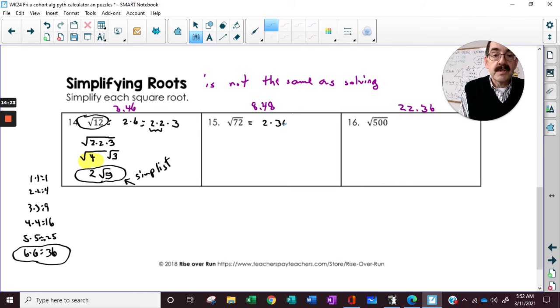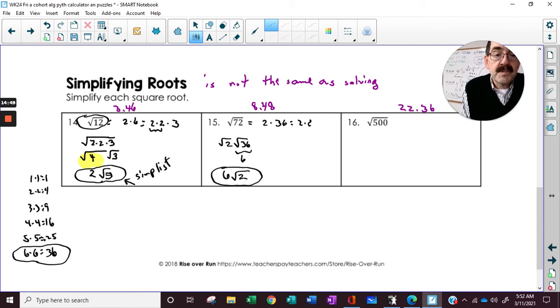Perfect squares. I can rewrite this as the square root of 2 times the square root of 36. That's legal in math. I know the square root of 36. It's 6. The simplest version here is 6 radical 2. Okay? If you wouldn't have known that, we could have gone further.